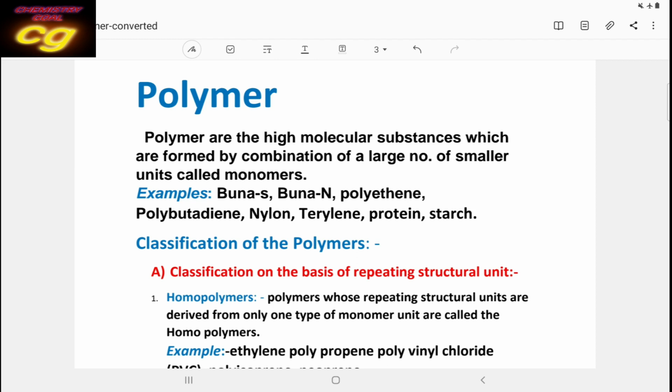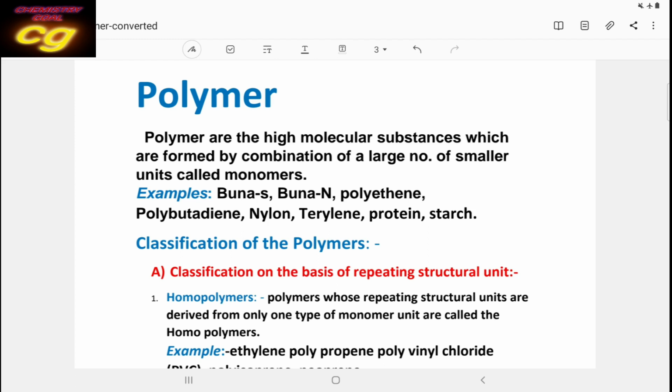It has vast application in the field of industry and in the field of pharmaceutical science, and now modern scientists are thinking how to replace non-biodegradable polymer with biodegradable polymer. Non-biodegradable polymer causes pollution, that's why it should be replaced by biodegradable polymer. So let us discuss the polymer and its classification.